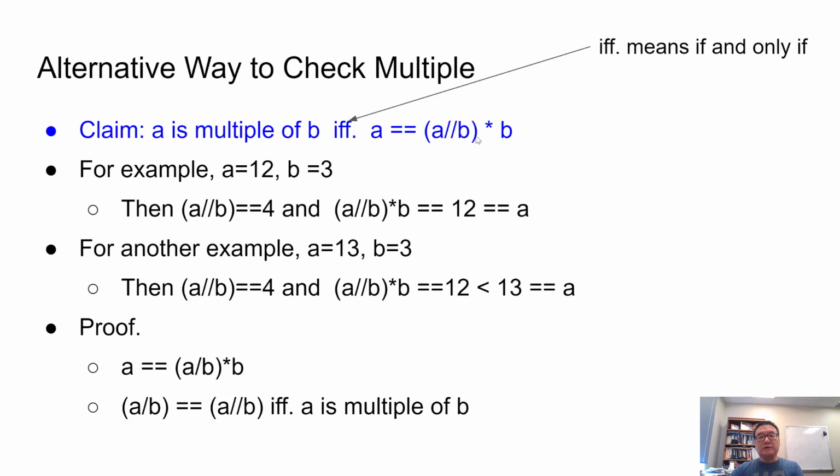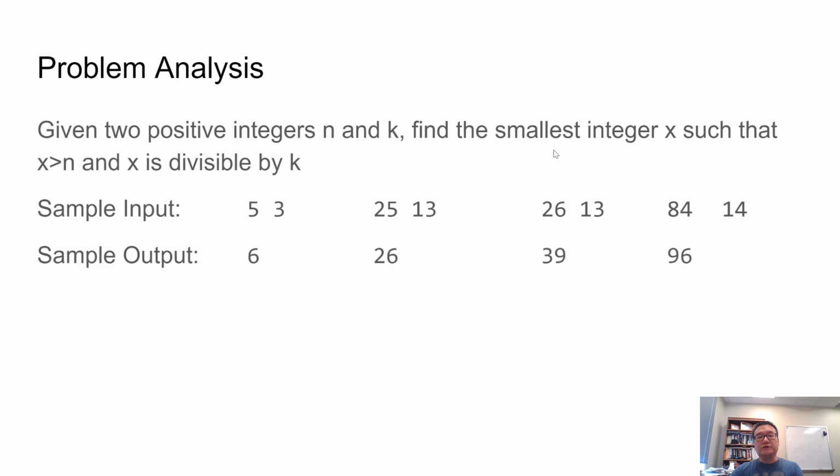So essentially, A integer divided by B times B will give you a multiple of B, and it will give you one that is less than or equal to A. So you can use this to help solve this problem.